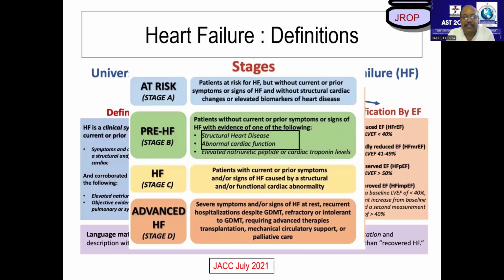And look at this classification of the JACC 2021 staging of heart failure. Now this was at one time stage A heart failure. We used to say stage A heart failure. Now it says at risk for heart failure. Our patient belongs to stage B, pre-heart failure, where there is structural heart disease and abnormal cardiac function. What is the structural heart disease in our patient? Dilated LA, concentric LVH. Abnormal cardiac function is poor, reduced GLS.